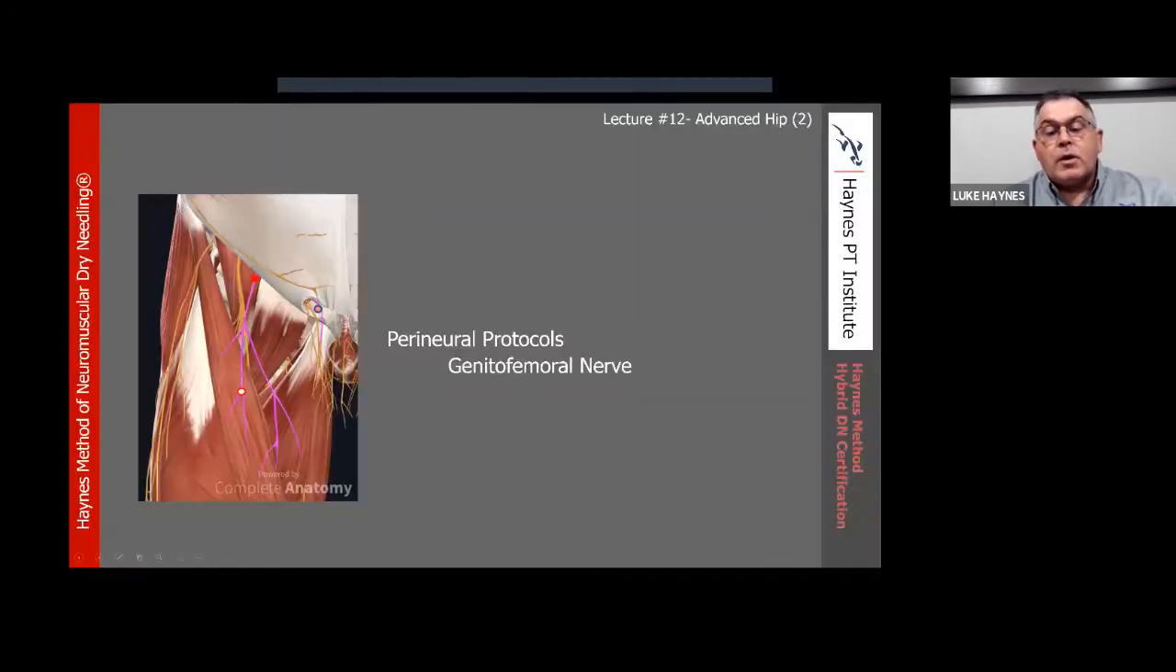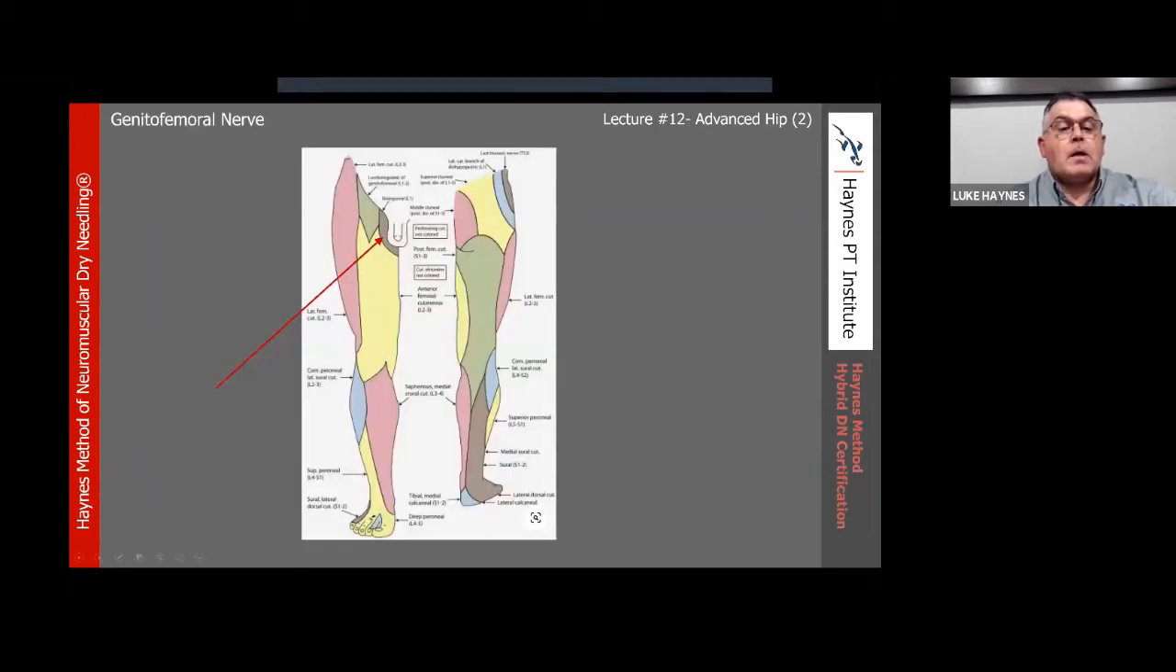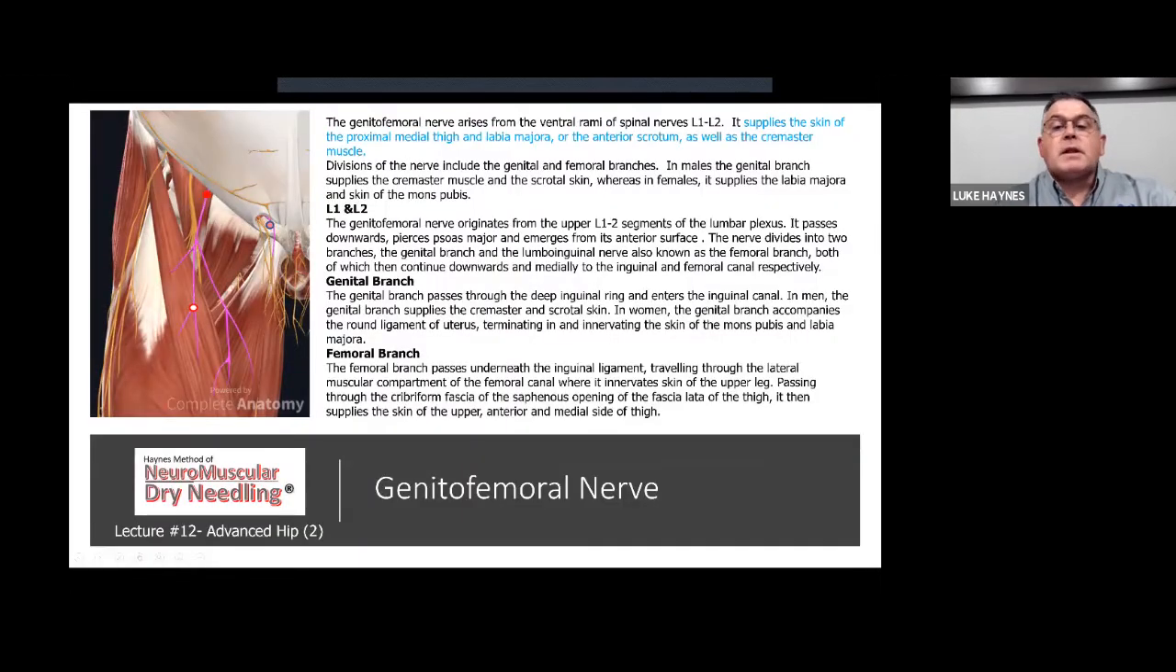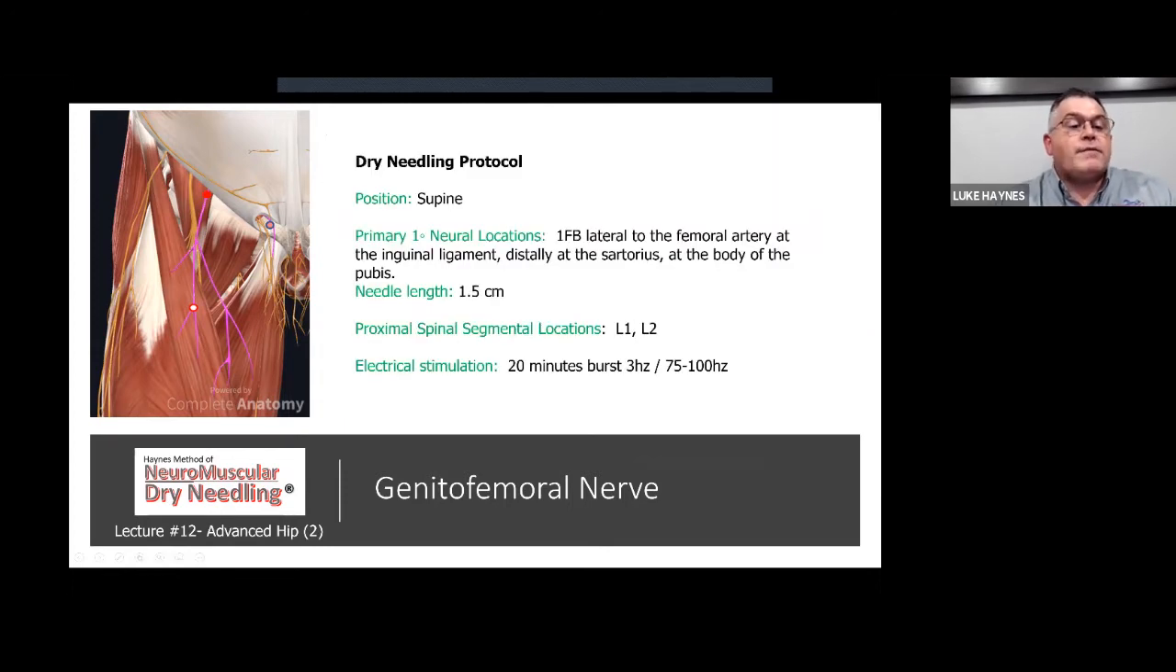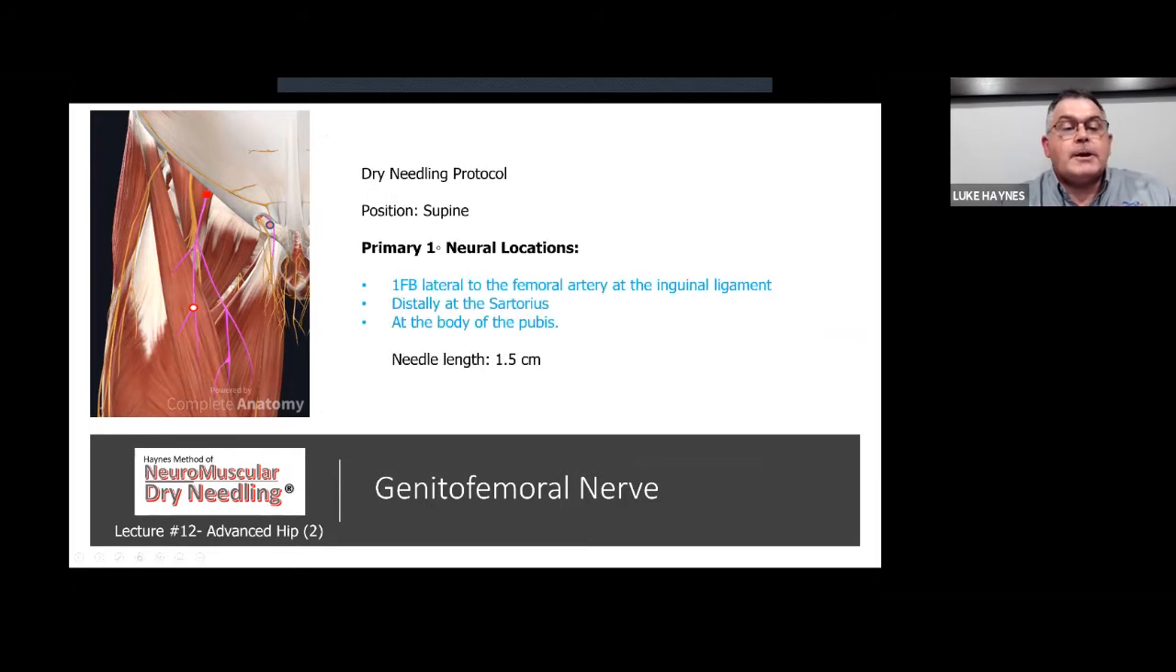We'll move to the genitofemoral nerve. This isn't needled all that frequently, although I have on many occasions needled for this. It covers a small intimate area as indicated by the brown area that the arrow is pointing to. Specifically it supplies skin of the proximal medial thigh and labia majora, or the anterior scrotum, as well as the cremaster muscle. So for the genitofemoral, obviously there are two separate branches here.